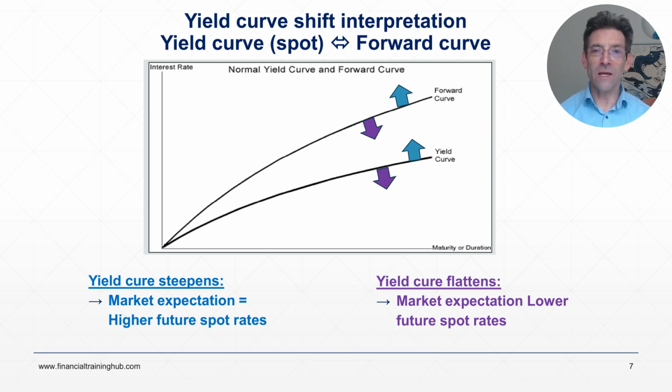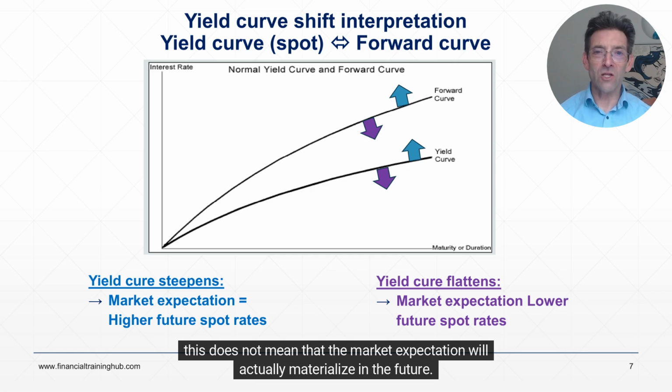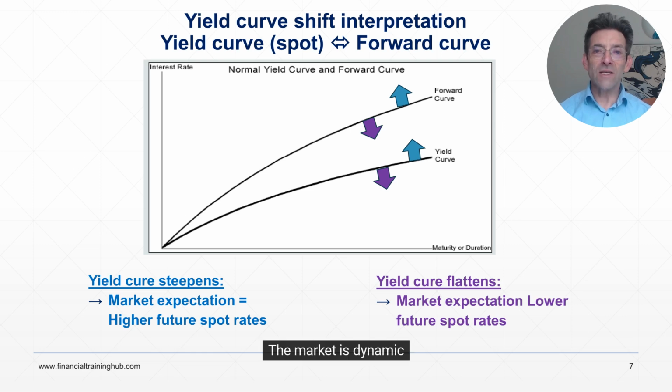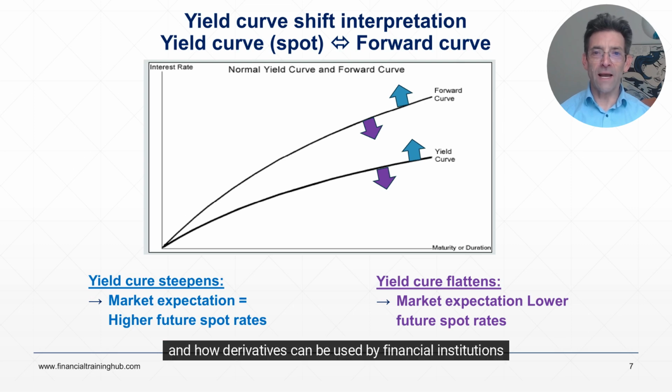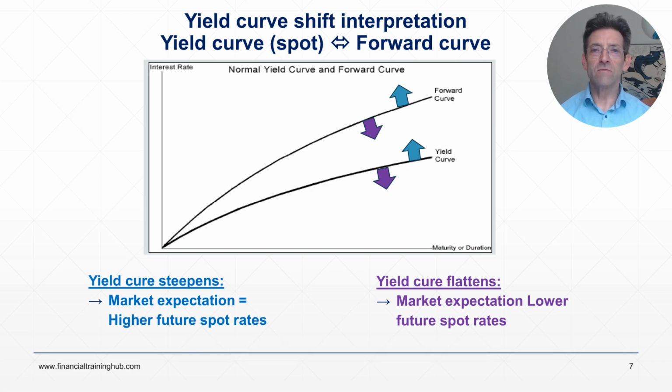Of course, this does not mean that the market expectation will actually materialize in the future. The market is dynamic and yields shift all the time. There is more to learn about yields, such as zero coupons, and how derivatives can be used by financial institutions to manage interest rate risk from yield changes.